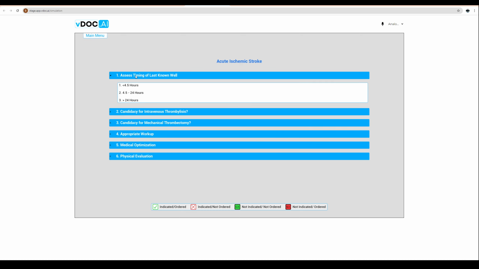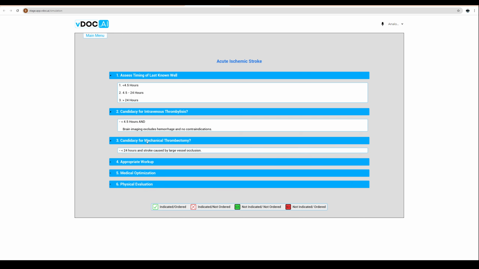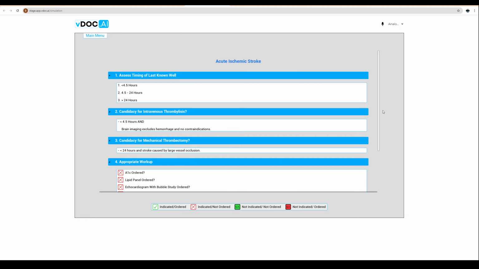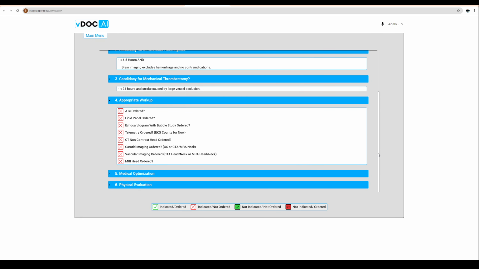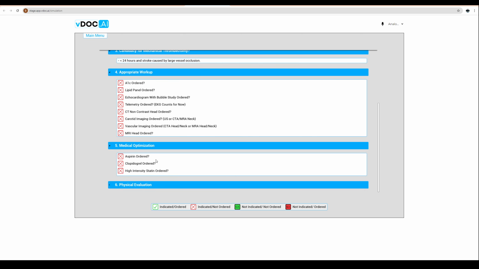So let's click here, last time known well. So you always want to assess it. So you think about a last time known well. Are they a candidate for intravenous thrombolysis? Are they a candidate for mechanical thrombectomy? Appropriate workup. And so we have our scroll box. So we have an appropriate workup here. And so it said these were indicated, but they were not ordered. Medical optimization, medications, aspirin, clopidogrel, high-intensity statin.